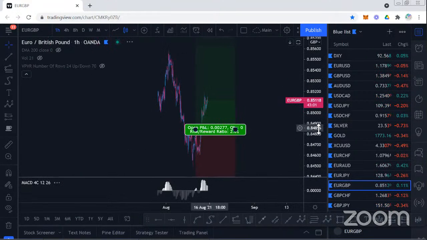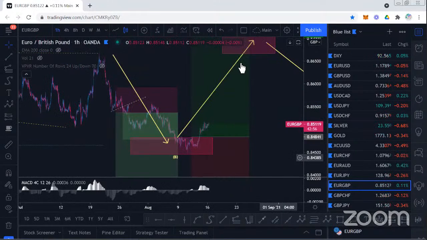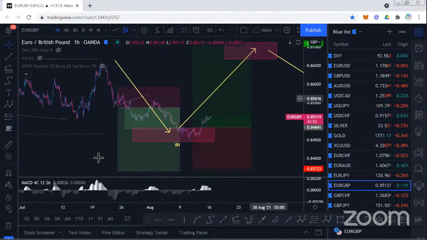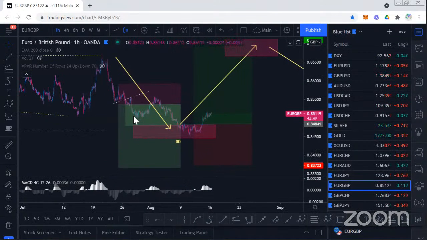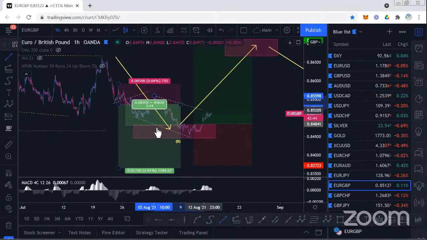sorry, euro pound, our long trade has worked out well. Still continue to build, and I think we are going to go see 87 on this now that we've had this little bounce. I don't think all of this in here was a structure. I don't see the B wave being worth a structure.